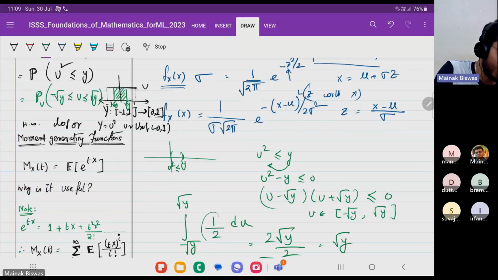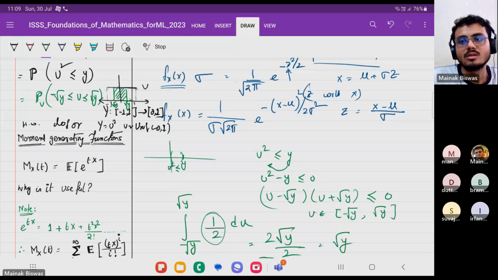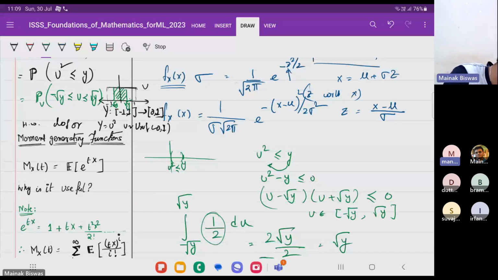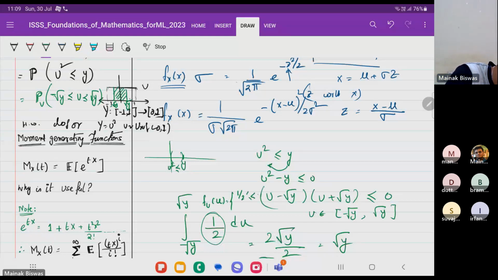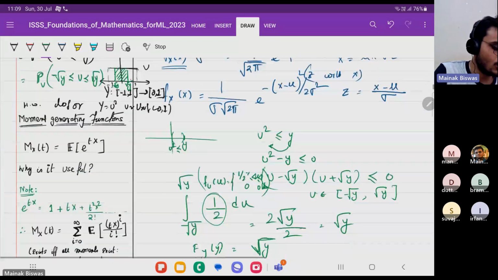So why did I put half? Can you tell me? Then I will stop. It's 1 by 1 minus of minus 1. So correct. So the f of u is equal to half between minus 1 and 1, 0 otherwise. Understood, right? How to do this?